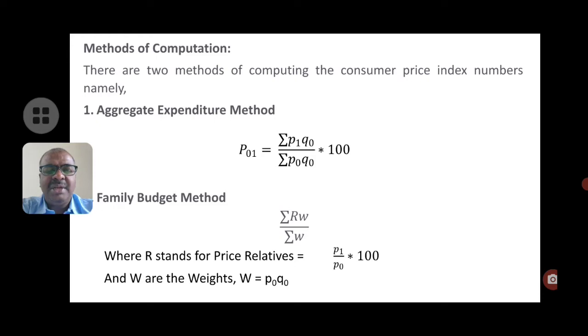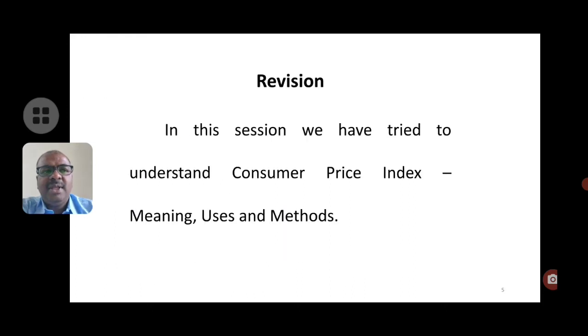In the next session number 28, we shall try to solve two or three problems. So that's all for this particular session number 27.